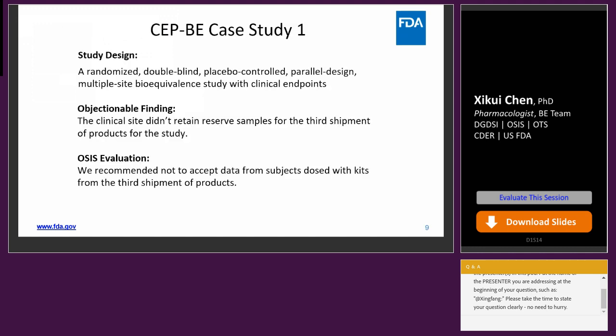For clinical endpoint bioequivalence case study 1, the study design was a randomized, double-blind, placebo-controlled, parallel design, multiple-site bioequivalence study with clinical endpoints. The objectionable finding was that the clinical site did not retain reserved samples for the third shipment of products for the study. Based on OSIS evaluation, we recommended not to accept data from subjects dosed with kits from the third shipment of products.